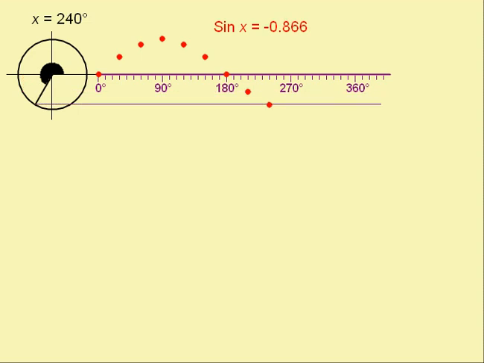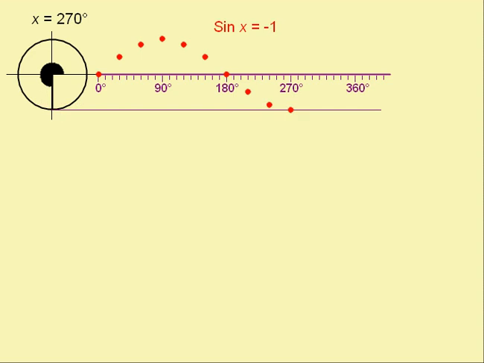We can continue round the circle. We get to -1 here. Remember, that's the minimum value of sine x, and that happens at 270 degrees. And then we can carry on around the circle, bringing ourselves back to another value of 0 at 360 degrees. If we now join these dots together with a smooth curve, we'll get all the intermediary values of sine x as well. I'm also going to put on my y-axis.